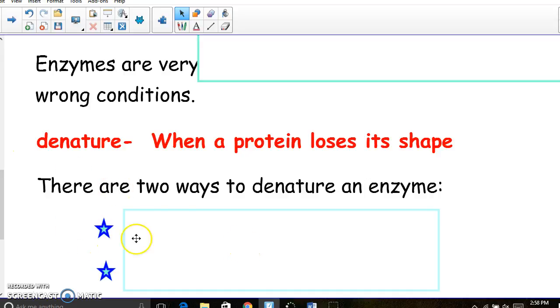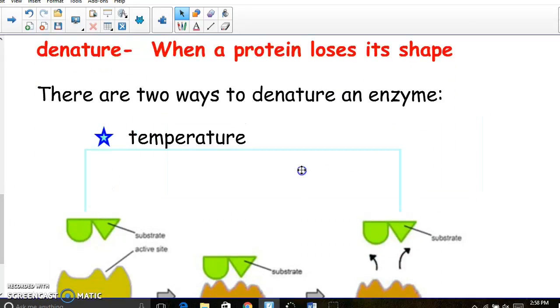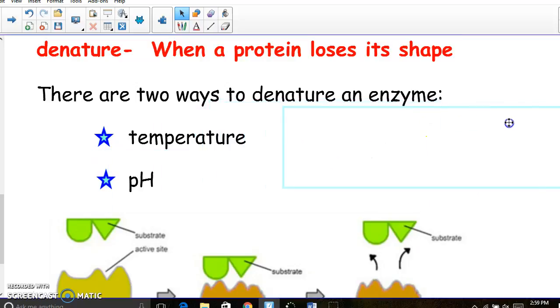And there are two ways to denature an enzyme. So one is temperature. We just talked about that. High heat. If you cook an egg white, you'll denature it. You change the shape of the protein, and you can't change it back. Another way is pH.